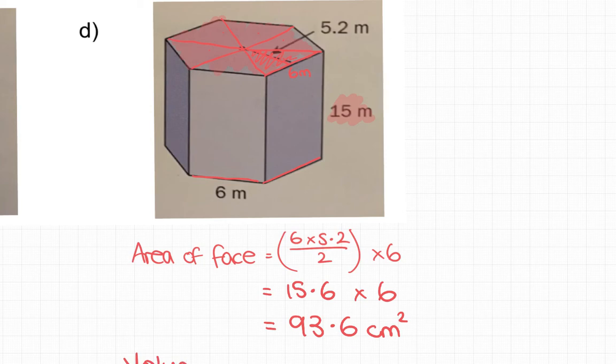My volume is simply the area of the face multiplied by the length. So I take that, I times it by 15, and I get 1,404 meters cubed. Sorry, I've made a mistake above. It's not centimeters, it's meters that my units are in this time. Just check your question. It's all in meters. So that's the volume of both of those.